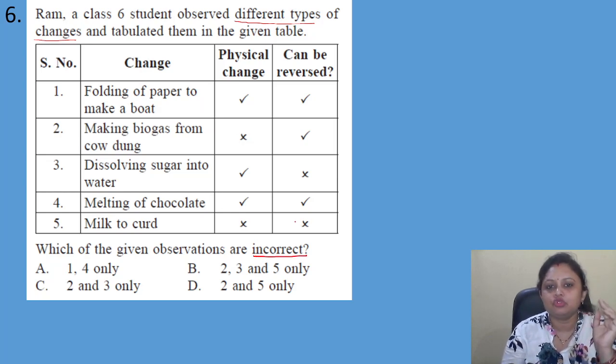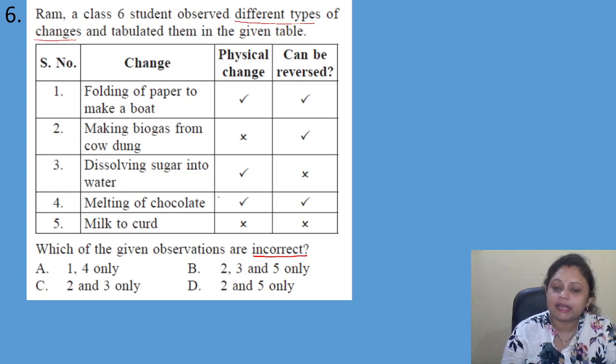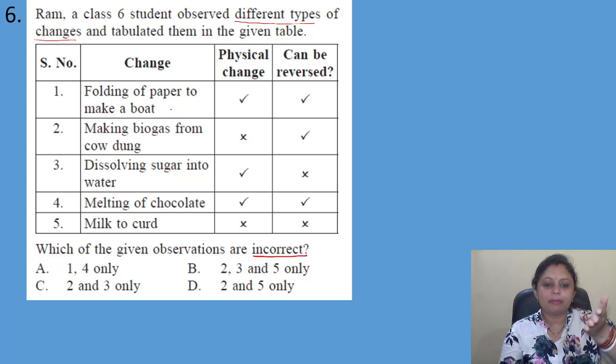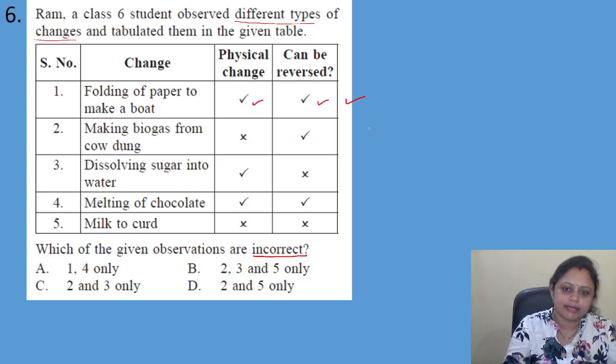In the exam you have to focus, you have to check what is asked in the question, whether it is correct or incorrect. So here we have to find the incorrect observation. Folding of paper to make a boat. जब हम एक पेपर को फोल्ड करते हैं to make a boat, yes, it is a physical change, okay, and it can be reversed. So this one is correct. Making biogas from cow dung. So it is not a physical change, okay. It can be reversed? No, it cannot be reversed. So this one is incorrect.